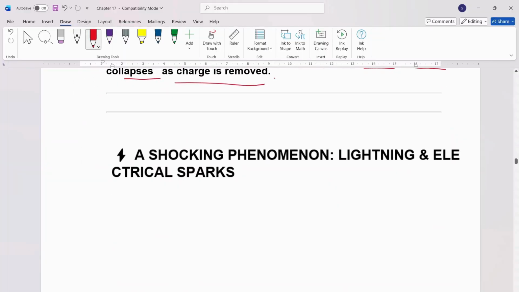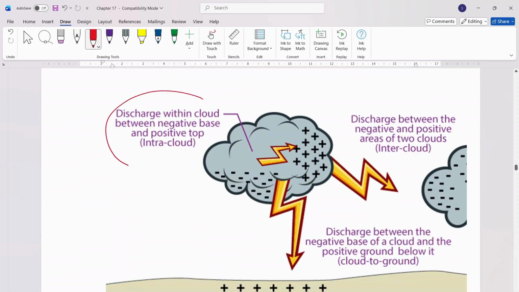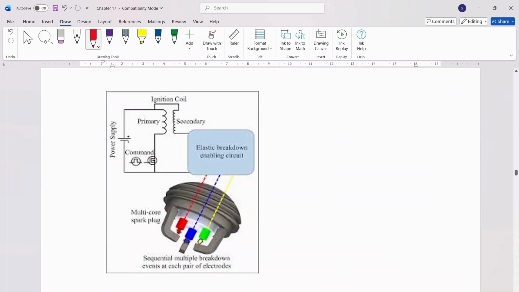A shocking phenomenon: lightning and electrical sparks. So you can see here discharge within a cloud between the negative base and positive top, intracloud. Here, discharge between the negative and positive areas of two clouds, intercloud. Discharge between the negative base of the cloud and the positive ground below it, cloud to ground. That's how it works. So we have here the sequential breakdown events at each pair of electrodes. This is also telling you how the charges are flowing.